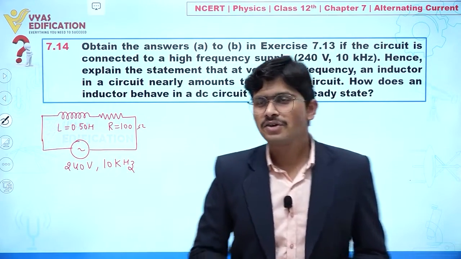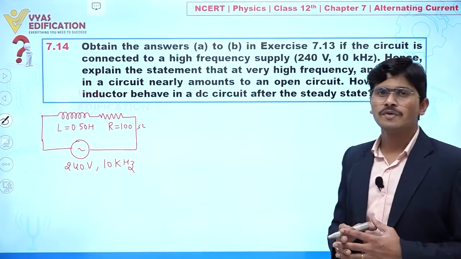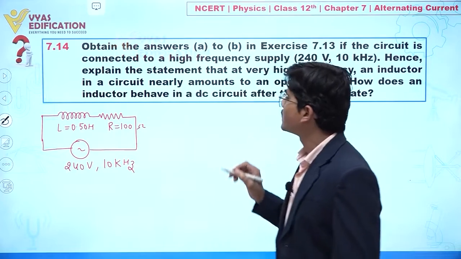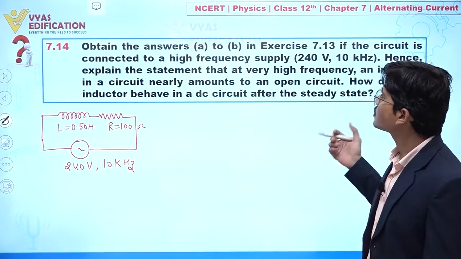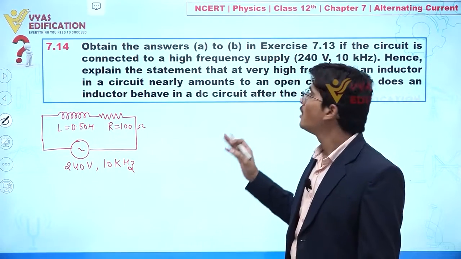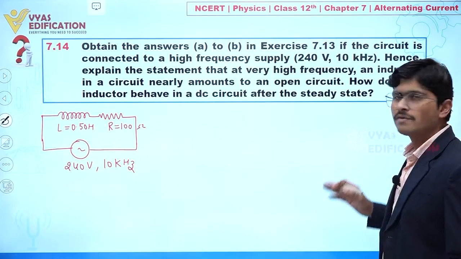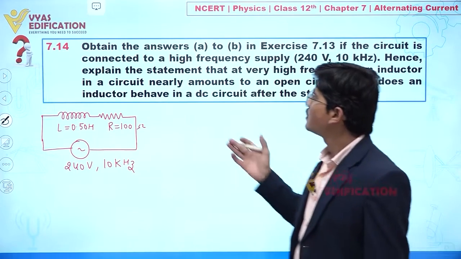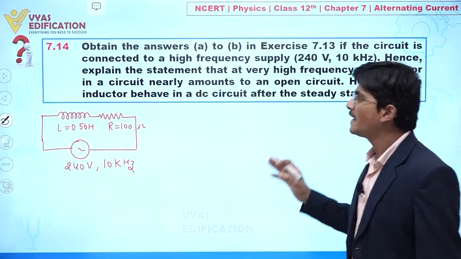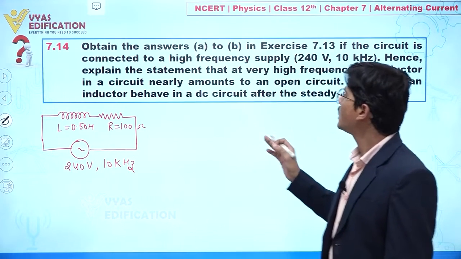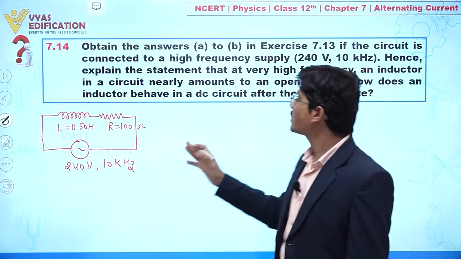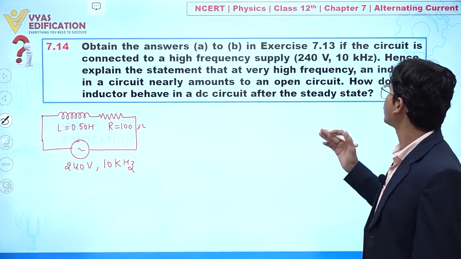Now dear student, we are going to discuss question number 7.14, and in this question it is given: obtain the answers A and B in exercise 7.13 if the circuit is connected to a high frequency supply of 240 volt and 10 kilohertz. Hence explain the statement that at a very high frequency an inductor in a circuit nearly amounts to an open circuit. Find how an inductor behaves in a DC circuit after steady state.